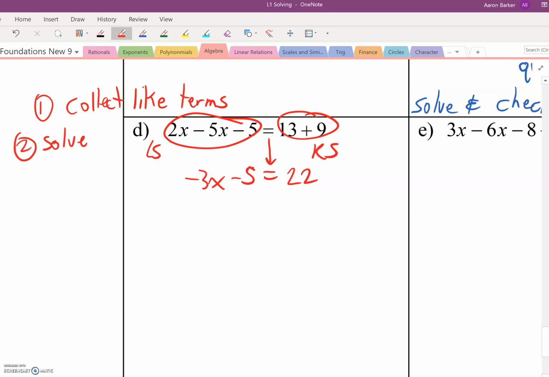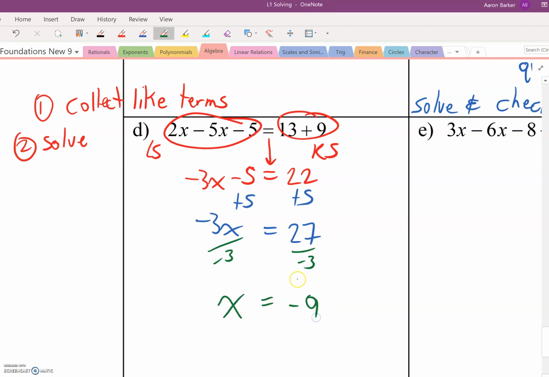Okay? So -3x minus 5, what do you move first? Minus 5. And so we get negative 3x equals 27. Then divide by negative 3. So we divide by negative 3 on both sides, and x equals negative 9. Our 3's cancel. There we go. So first of all, collect like terms, then start solving like we did up above. Any questions?